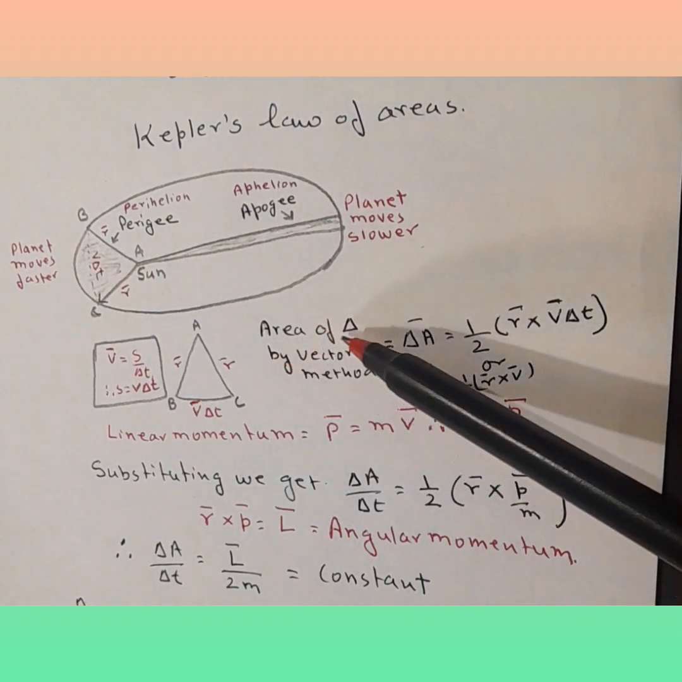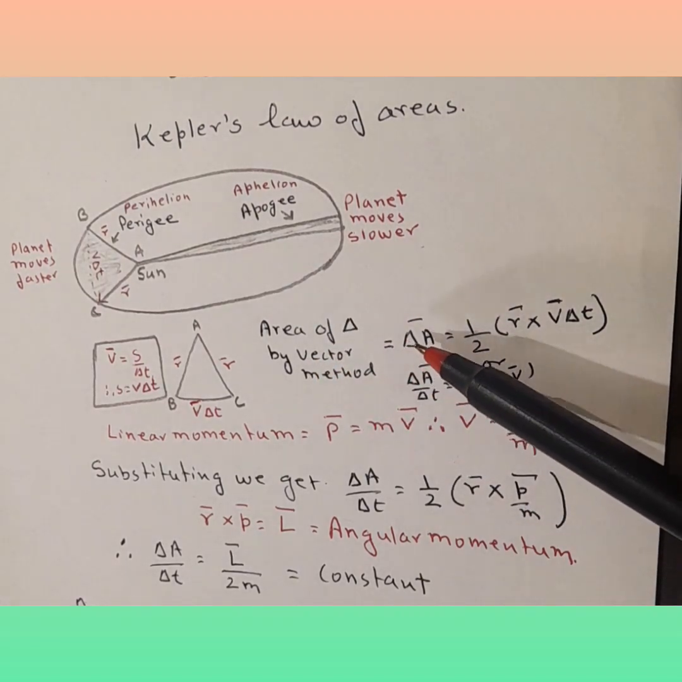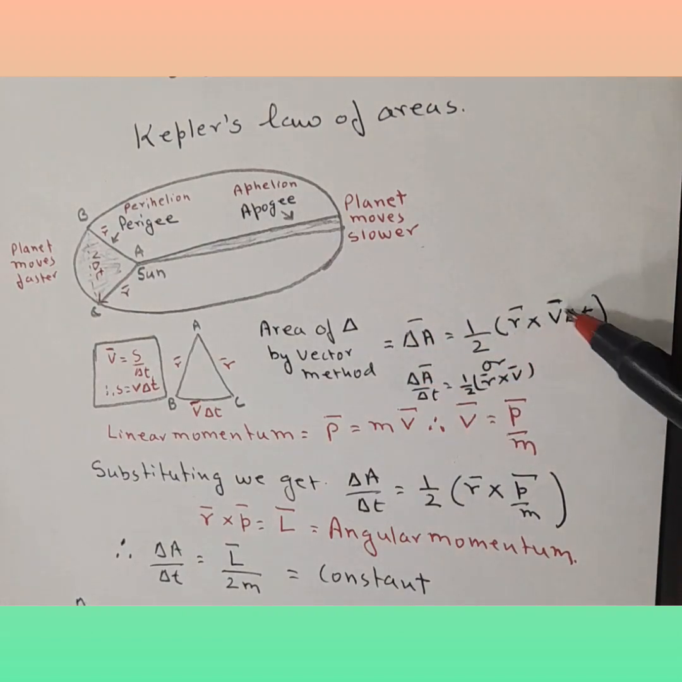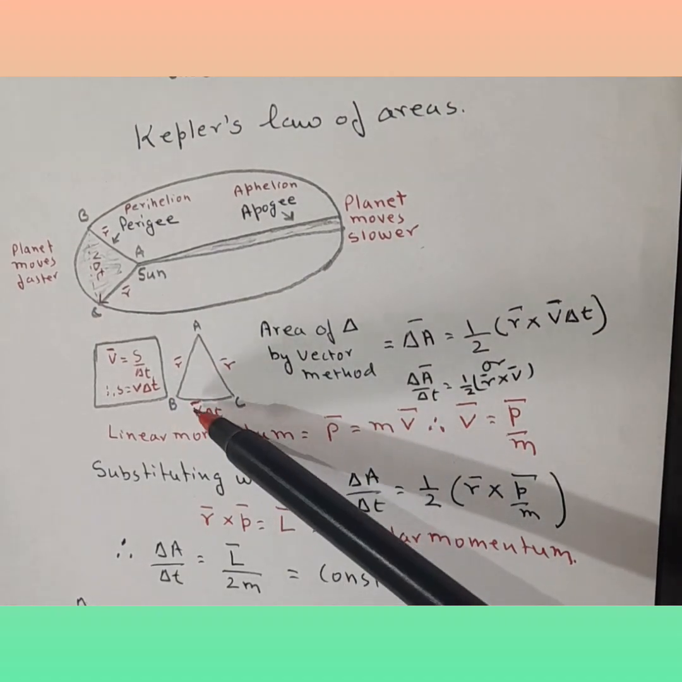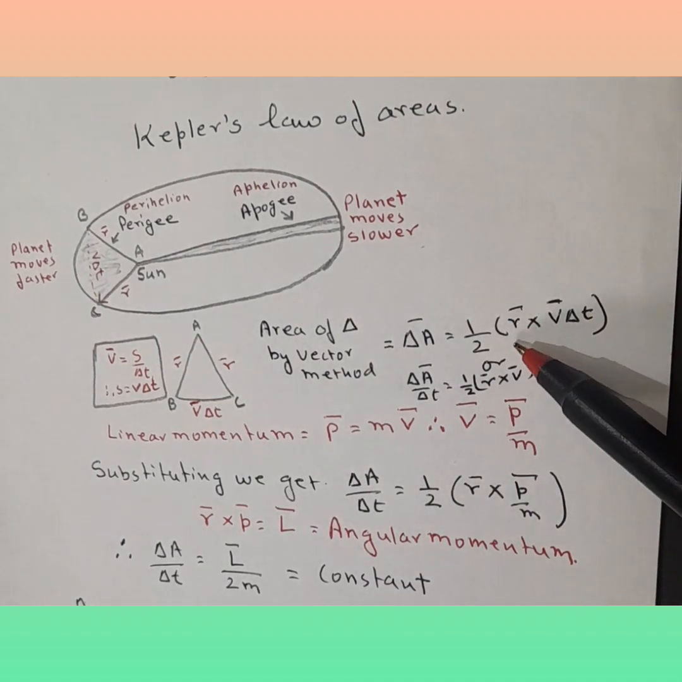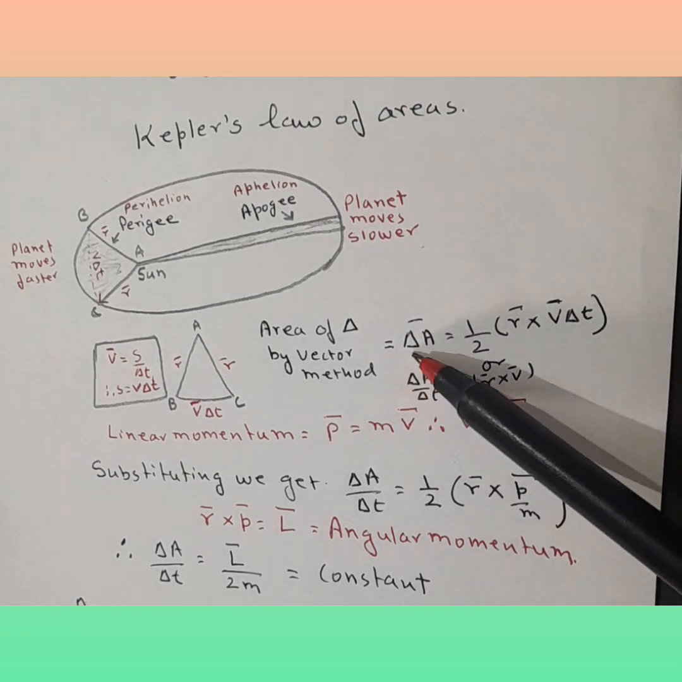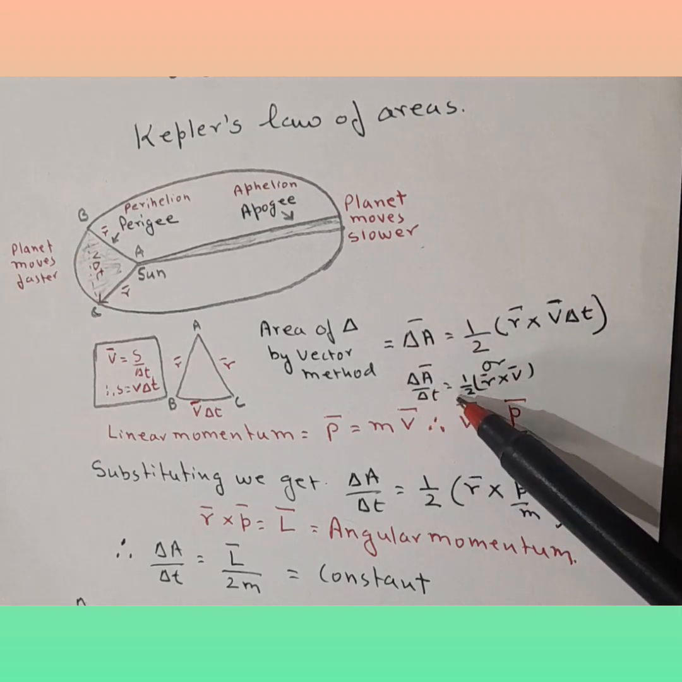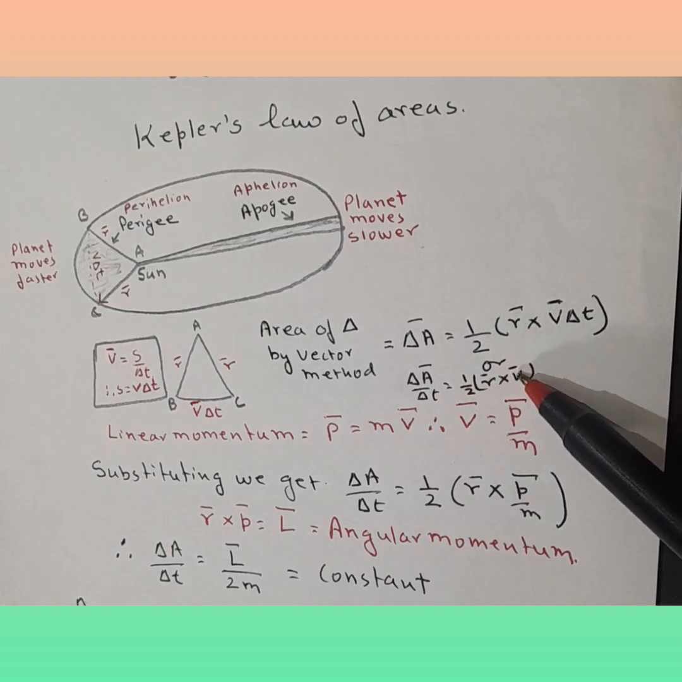Now in area of triangle by vector method we have seen that area of triangle is half into cross product of adjacent sides. Now this side is vector V del T. So R cross V del T. Alright. Now what I do is I put this del T below A. So it becomes del vector A upon del T is equal to half vector R cross vector V.